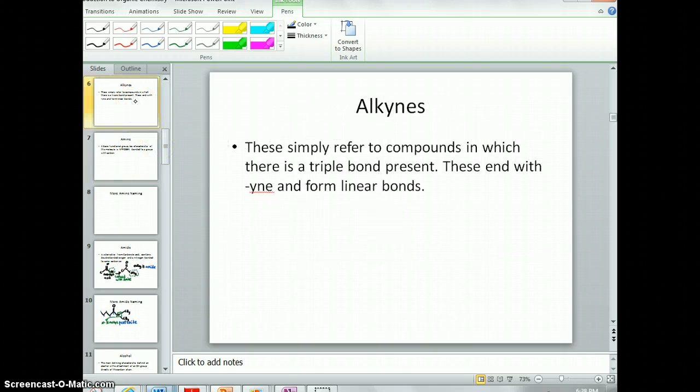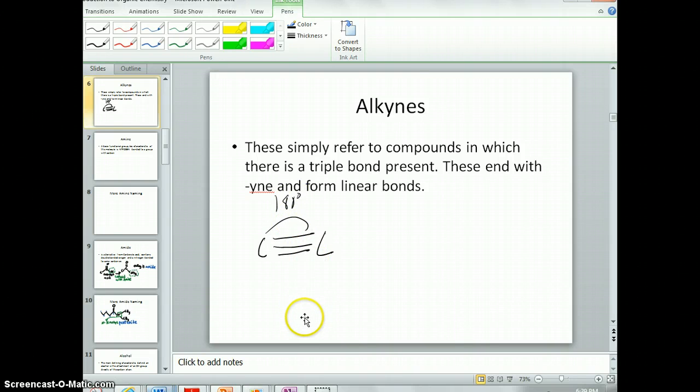Alkynes, as I'm sure you would have guessed, simply refer to compounds in which there's a triple bond present. These end with yne and form linear bonds. These aren't really common among most of our organic structures, but the thing that's very distinct about them is that if I have a carbon triple bonded to another carbon, the angle is 180 degrees. Just something to keep in mind.